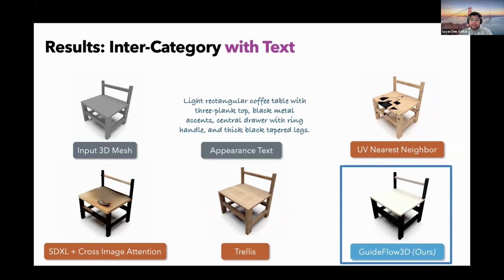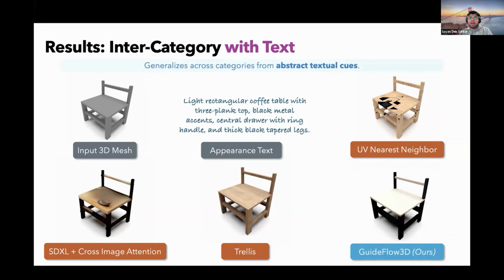But GuideFlow3D, using the same base model as Trellis, just by introducing this training-free guidance, is able to recover exactly the appearance text that you described. So we can generalize across category, not only from an image, which gives you much more signal, but we are also able to do it from abstract textual cues.